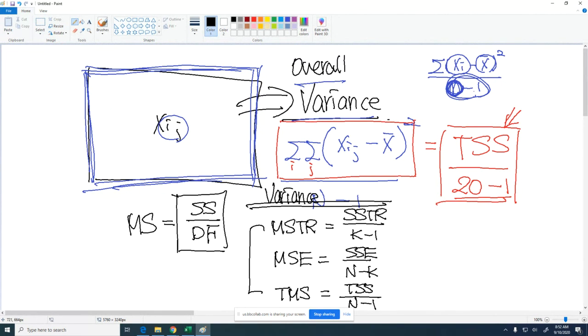See, sum of square over the degree of freedom. The sum of square over the degree of freedom. So we can define it's another variance. The name is the TMS or MST, whatever, right? Yeah. What did I say?